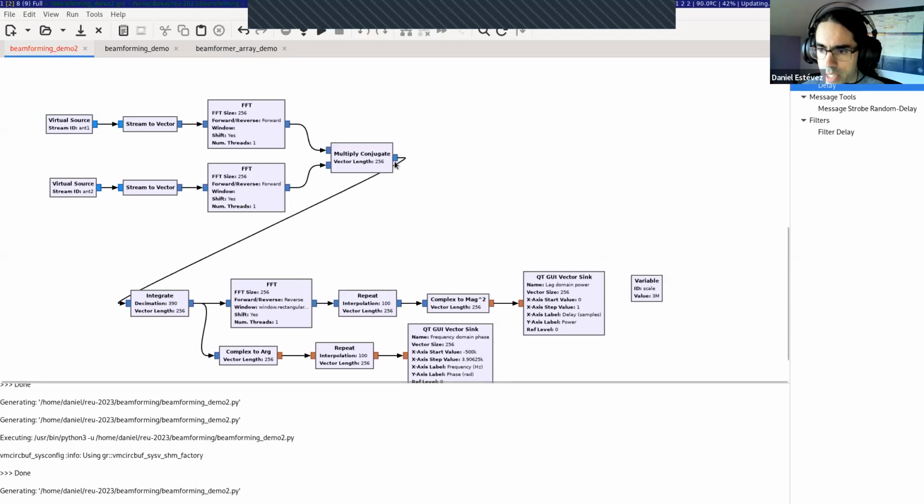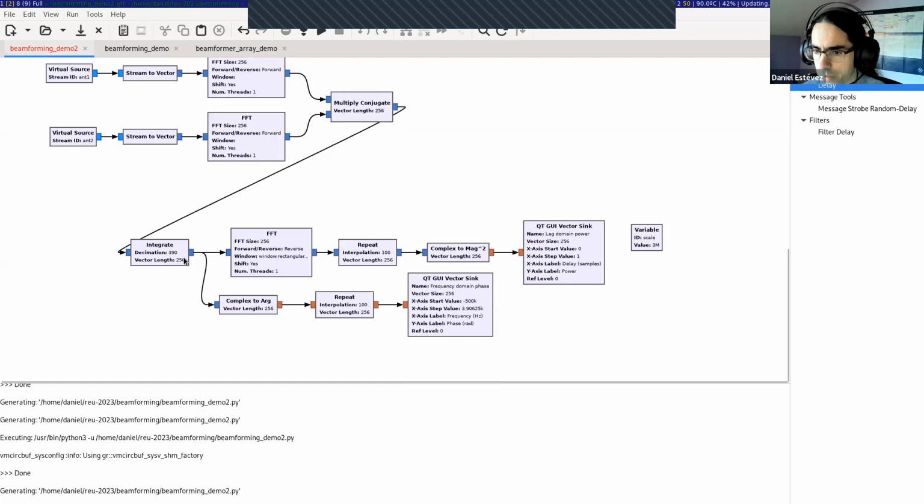And then what happens if the signals are correlated? This is more or less constant over time. So when we are integrating, we are adding constructively. If the signals were completely unrelated, this would be random. And when we integrate something random, things tend to average out and we get something close to 0.